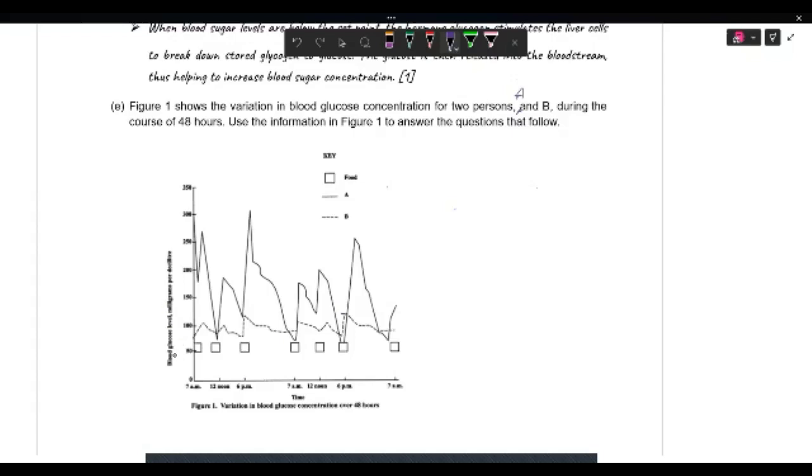So on the y-axis, we have blood glucose levels, milligrams per deciliter, all right? And we're going from 0 all the way to 350. And on the x-axis, the label is time. And we can see it's marked actual time being marked off. And the title for the entire graph is Variation in Blood Glucose Concentration over 48 hours. All right.